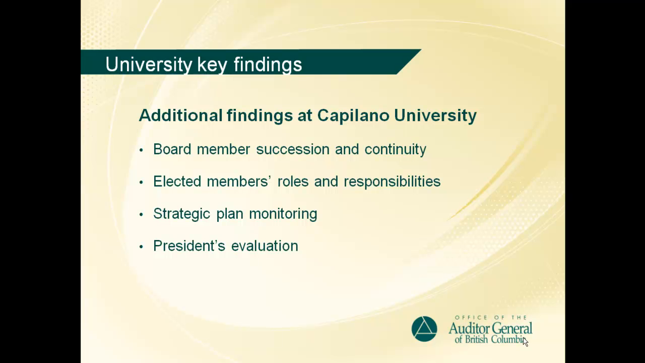Another area of improvement was the president's evaluation. We expected to find that the board has in place an annual performance evaluation of the president. However, we found that the board and president have not established performance expectations or assessed the performance of the president. Annual assessment of the president's performance is an important practice that supports the president's motivation and development, as well as the performance of the university in achieving its strategic goals.